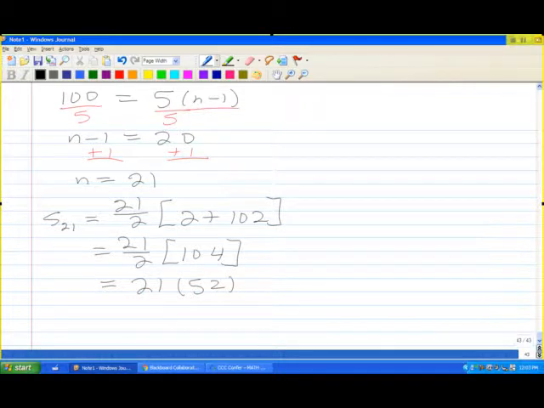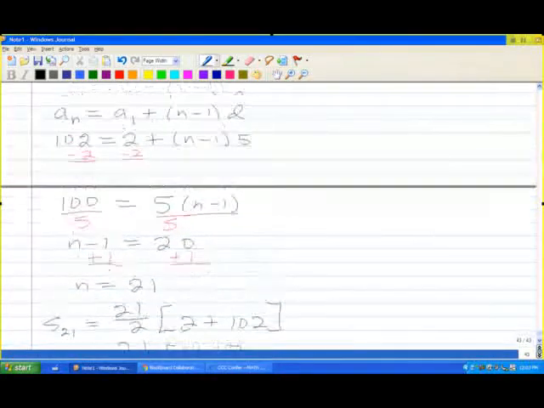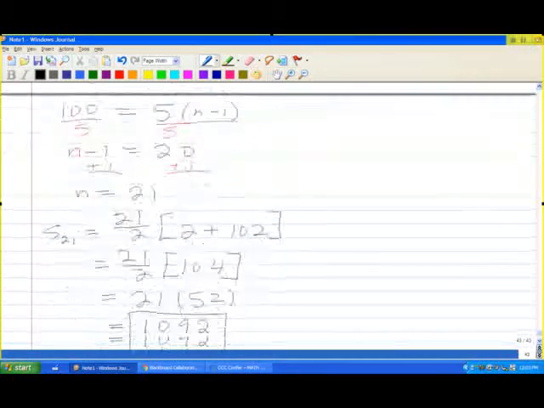And so you get 1,092. So if you add up these terms in this arithmetic sequence, in this arithmetic series, you get a total value of 1,092. Let me do another one. So this was, I'm sorry, 31.